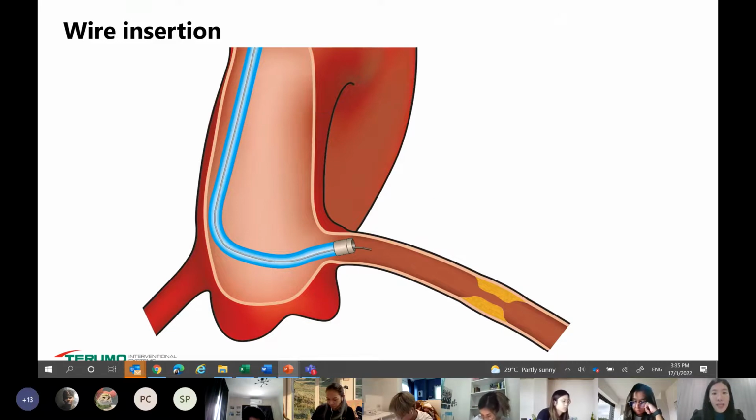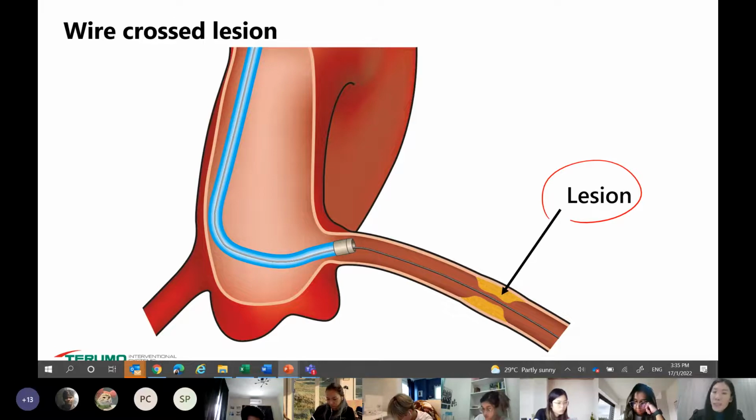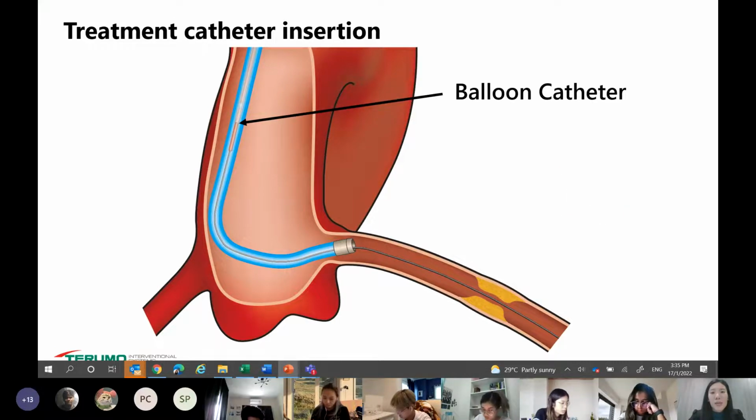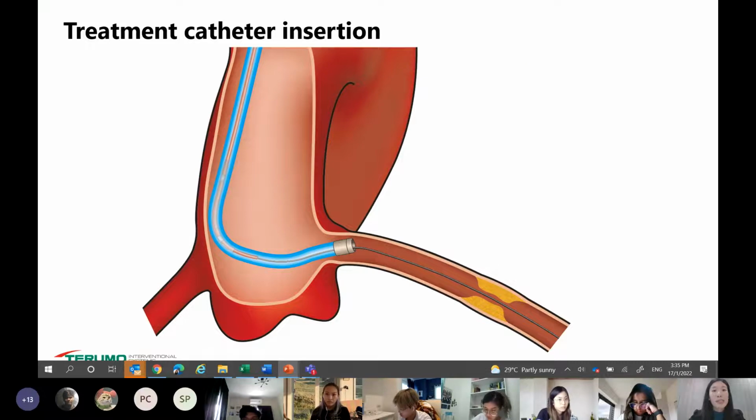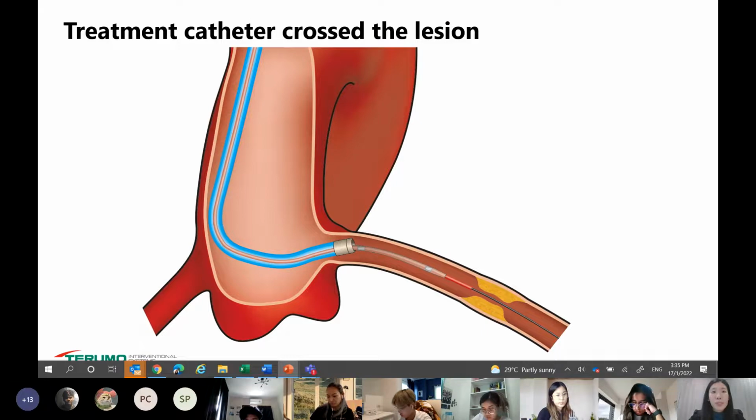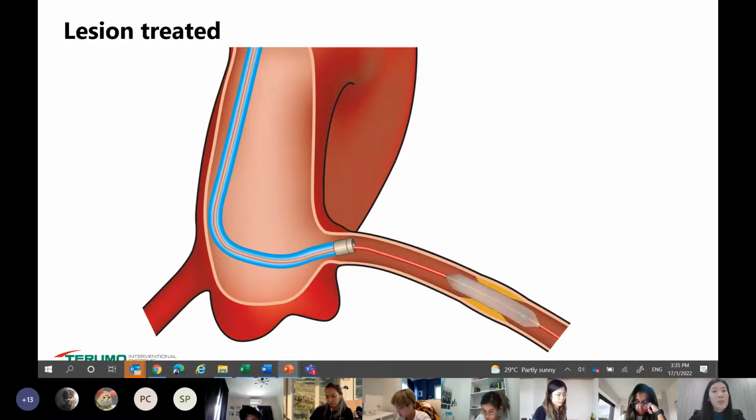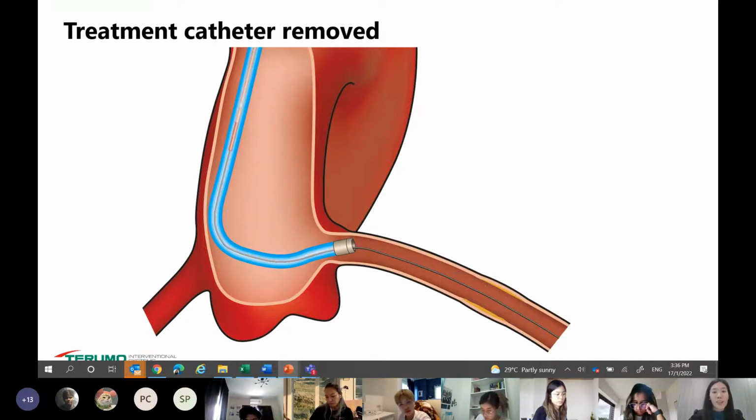So I will insert it and cross the lesion. This is called the lesion, where the pinch is. Once my guide wire is there, I will leave it there so that my treatment catheter, whether it is a balloon, an imaging device, or a stent, any kind of treatment device, can be threaded over your 014 guide wire and pushed through the lesion. Just now this is a balloon, so now I'm going to inflate it, treat the lesion site, deflate it, and remove the treatment catheter.